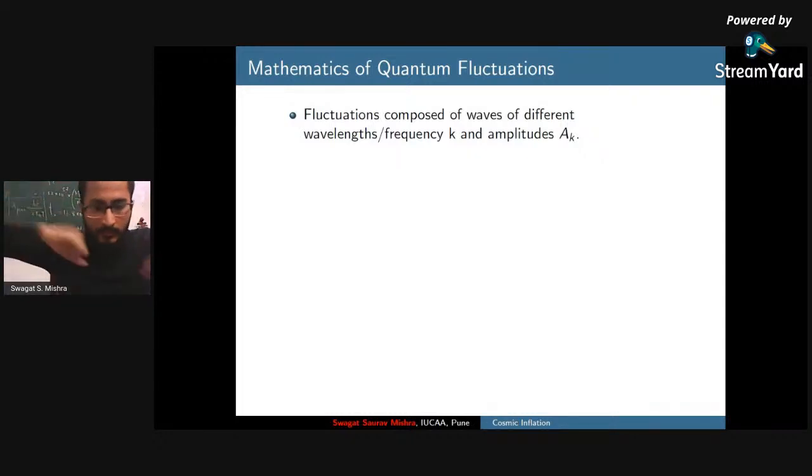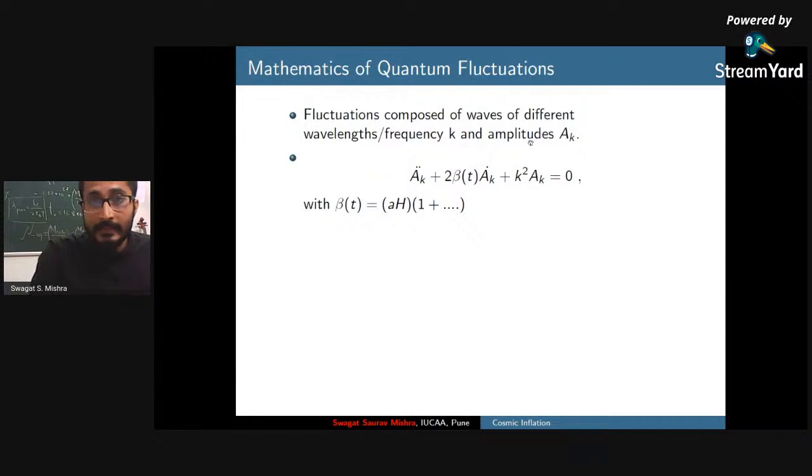So what is fluctuation? Think of any random curve. You can write a random curve as some amplitude times sine x plus some other amplitude times sine 2x plus some amplitude times sine 3x. So basically a Fourier transformation. Since inflation creates quantum fluctuations, we can think of it as having many kinds of waves with different amplitudes. For a given wave number, or frequency or wavelength, whatever you call it, let's call the amplitude A_k.